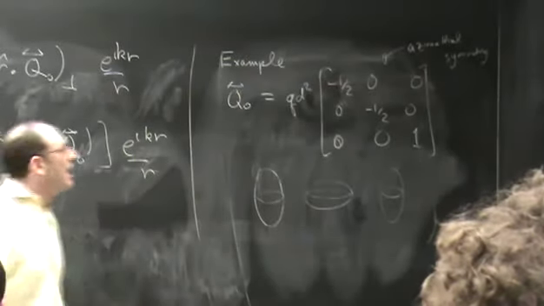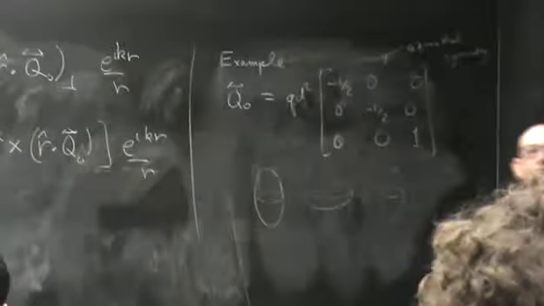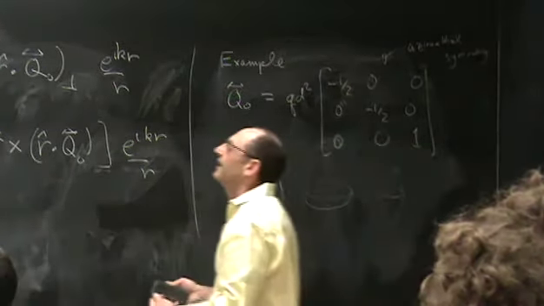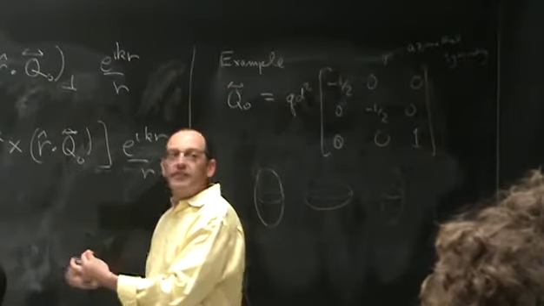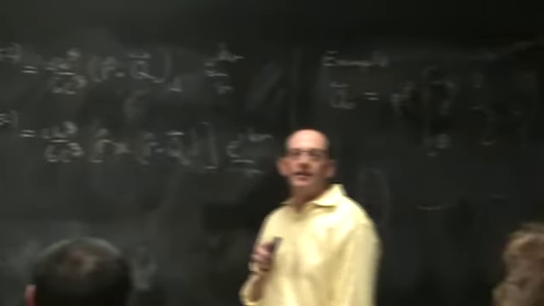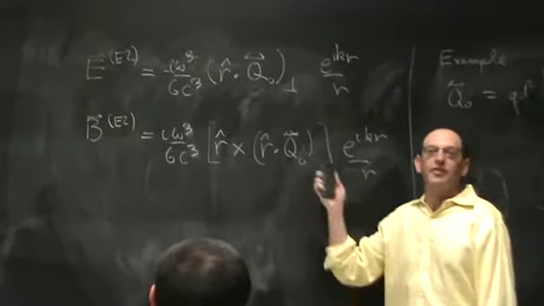What is the pattern associated with that radiation? Well, we have to look at the Poynting vector. What you do is look at the square of the amplitude. So we have to look at the square of the amplitude of this thing.